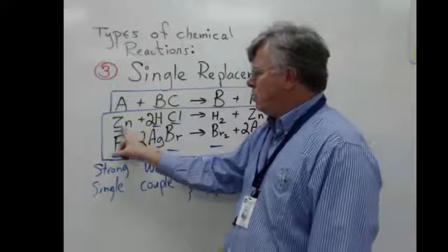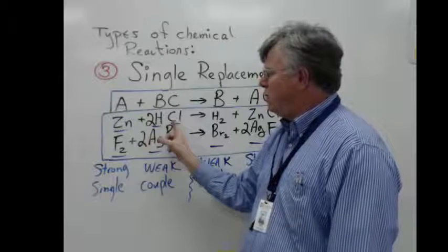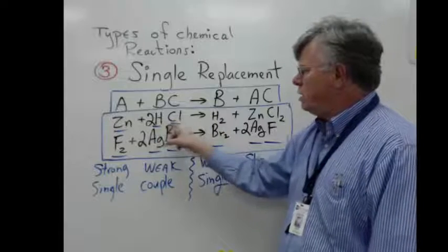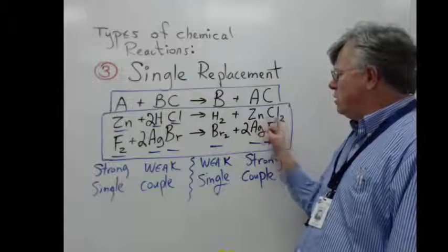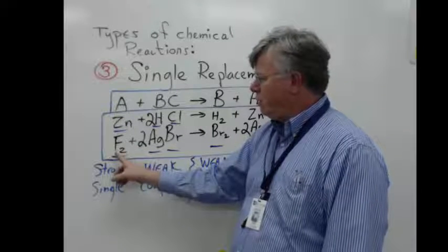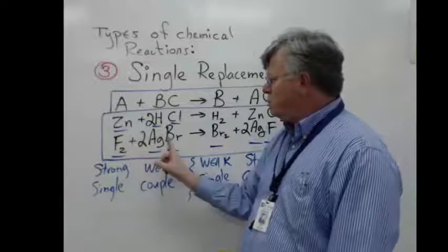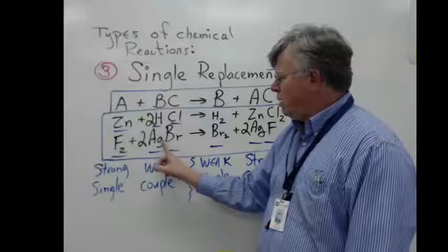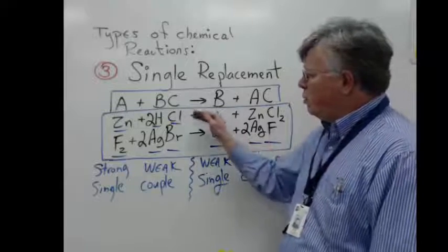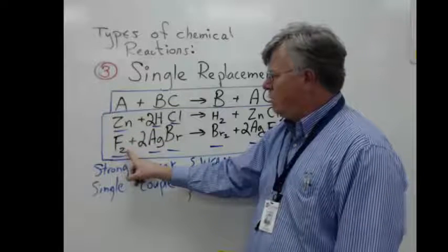One has a metal reacting with maybe a weaker metal here that's in a couple to make a new single here. What was hydrogen was in a couple, now it's a single, plus a new couple here. And then the other variety is when you have a non-metal, like fluorine, making a new couple. The fluorine is going to drive out the bromine here to make a new single and a new couple. So these are the 2 types depending on whether it's a metal here or a non-metal.